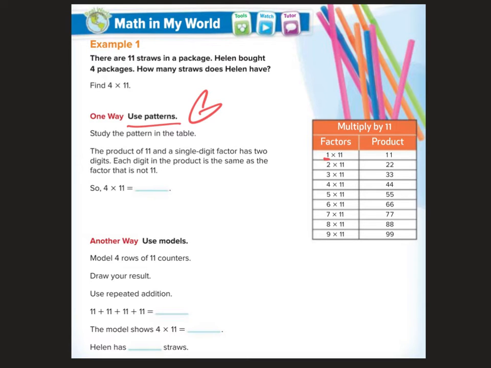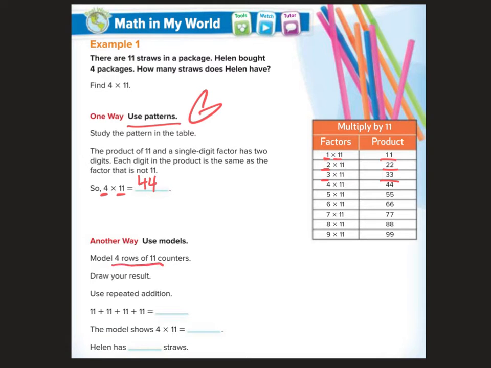Notice when I multiply 11 by 1, I get 2 1s. 11 by 2, 2 2s. 11 by 3, 2 3s. So if I want to do 4 times 11, I'm going to get 2 4s.